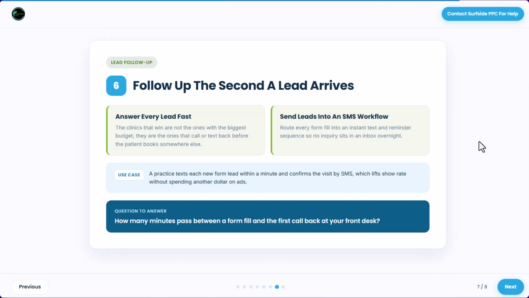Follow up the second a lead arrives. So when somebody calls, answer the phone. When somebody gets an email, you can set up a series of automated responses to say, hey, we'll be in touch with you shortly. Somebody's going to call you. You can fill out this form in the meantime and get them started with the process of going into their appointment. Really depends on the overall process.